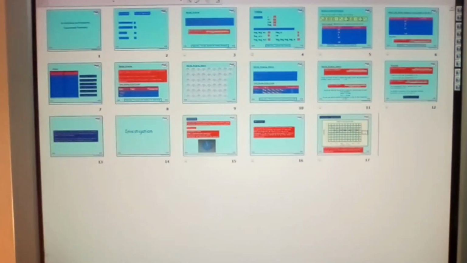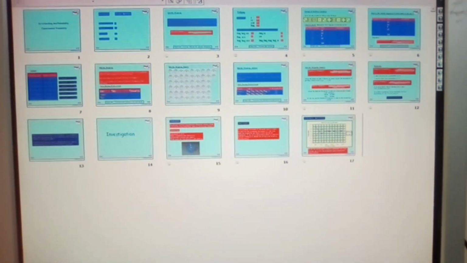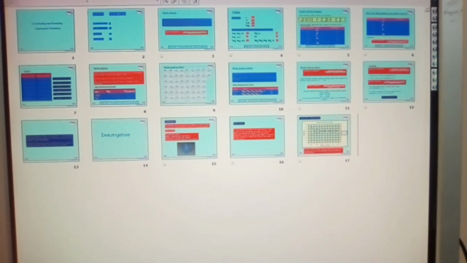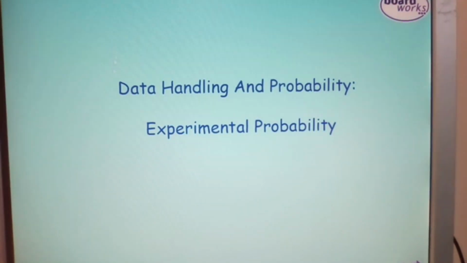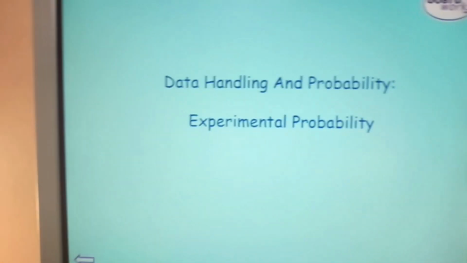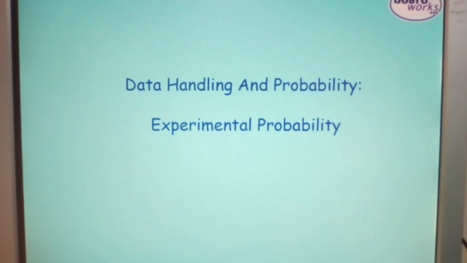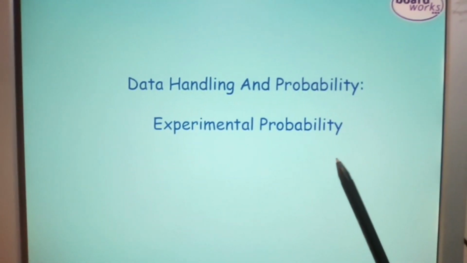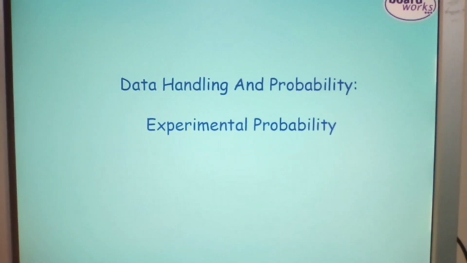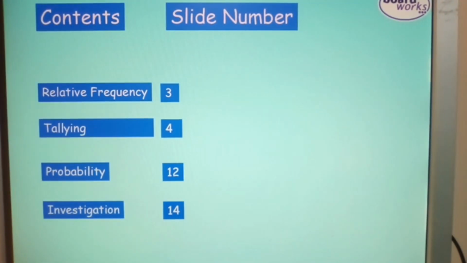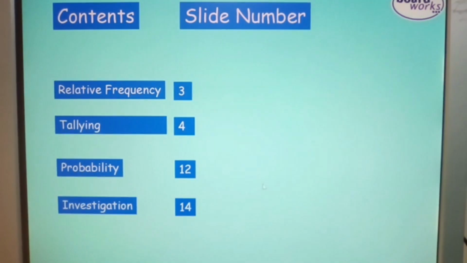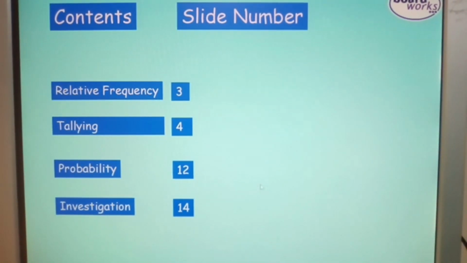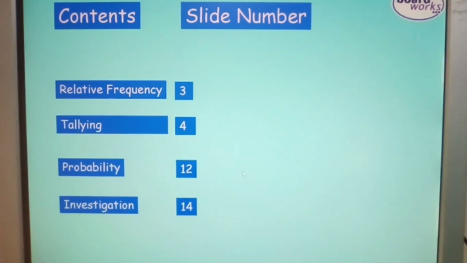Right. What I want to do is to look at frequency, and we're looking at data handling and probability, experimental probability. Okay, and let's go with that. On the contents slide, we're going to look at relative frequency, tallying, probability, investigation. Okay?